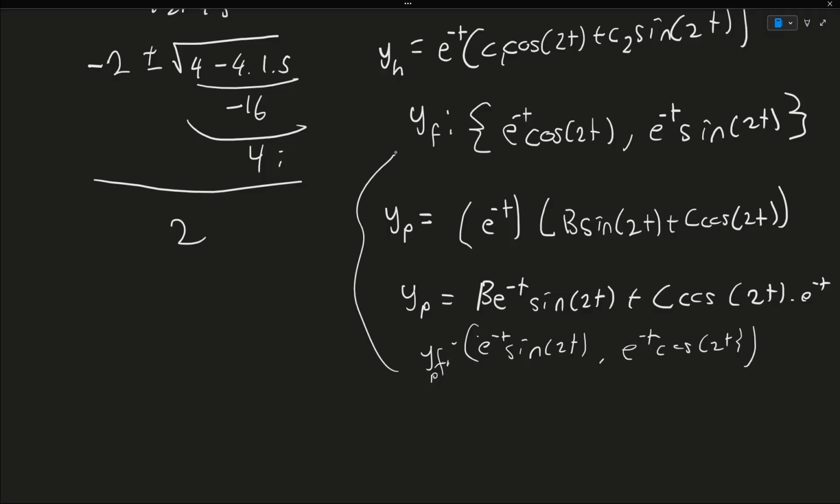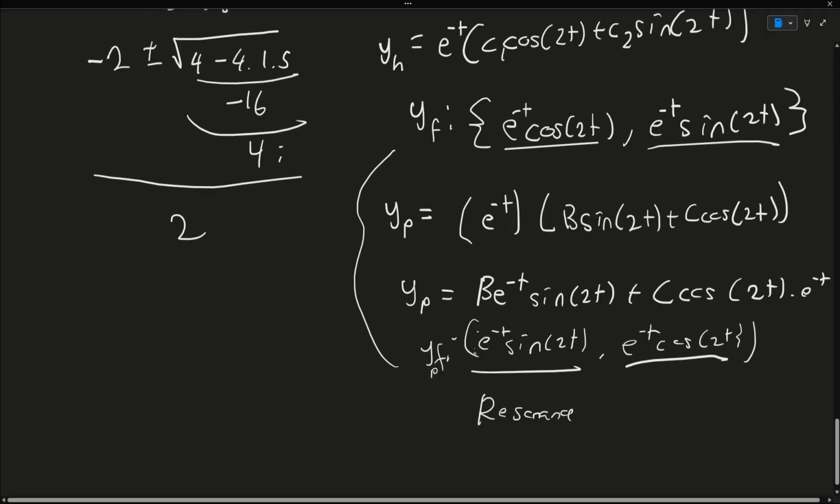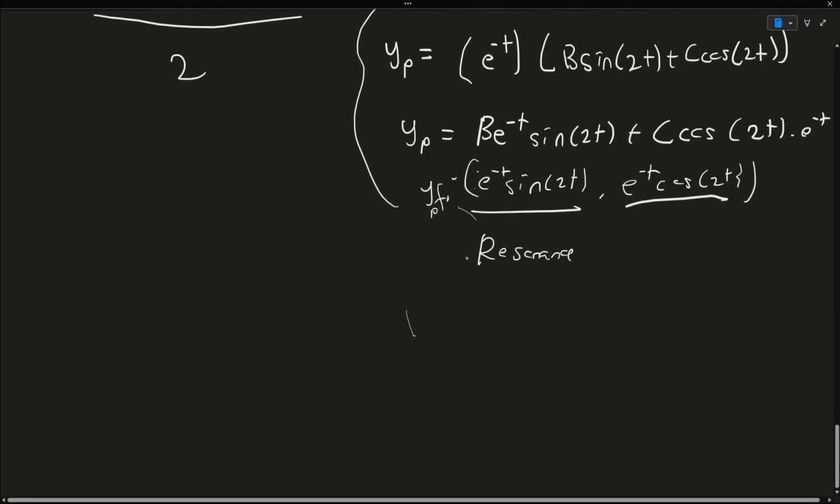We want to check this. Okay? And when you check this, you have the same functions in here. These are literally the same functions we're dealing with. So this is not good. This is called resonance. These are linearly dependent. They're the same. So you're going to go ahead and get your y particular and multiply with t, because our variable here is t. Everything will be multiplied with t, so you can get rid of that resonance.